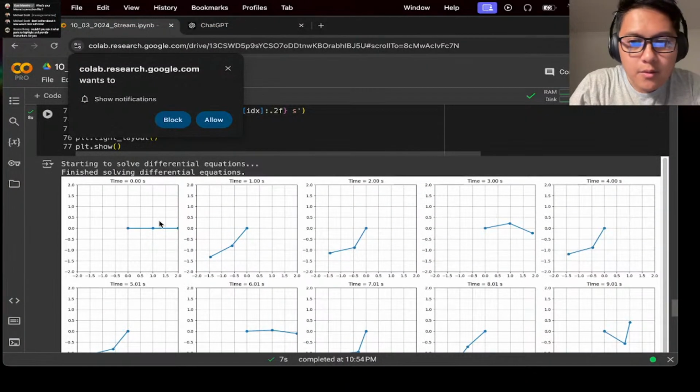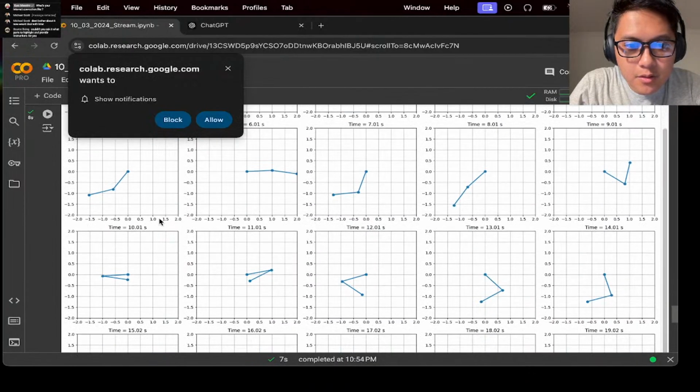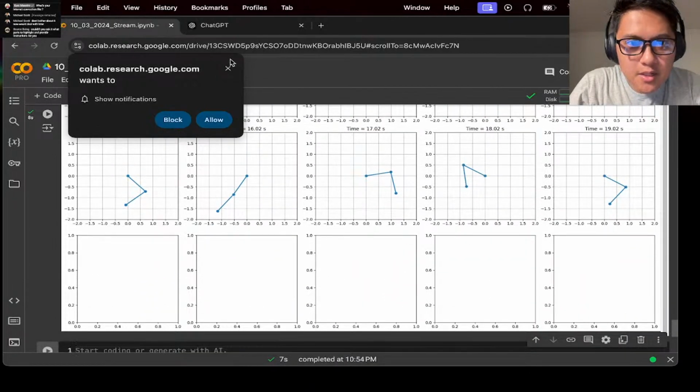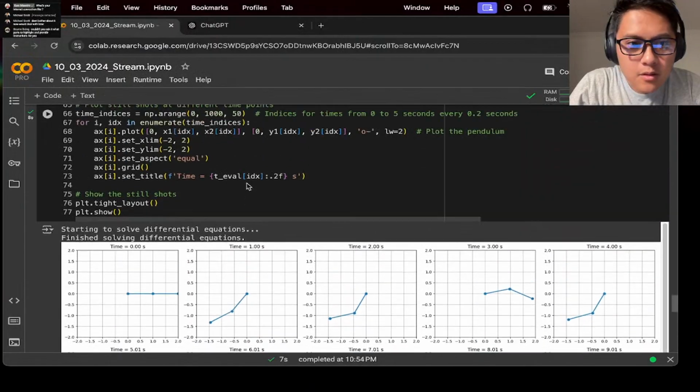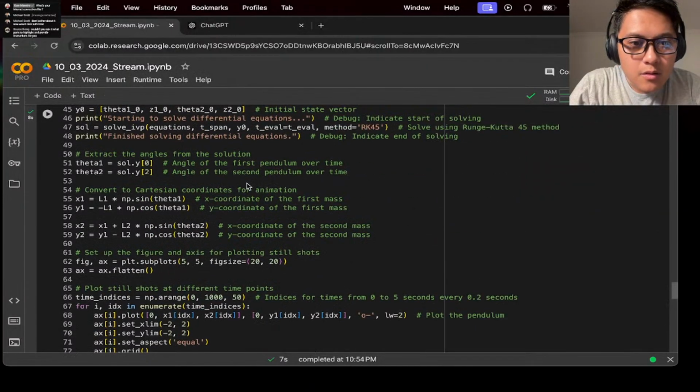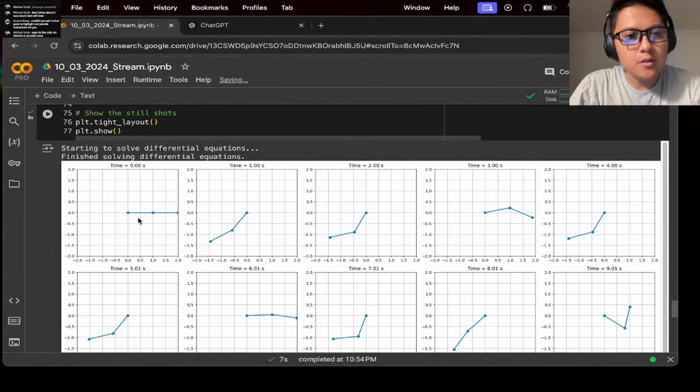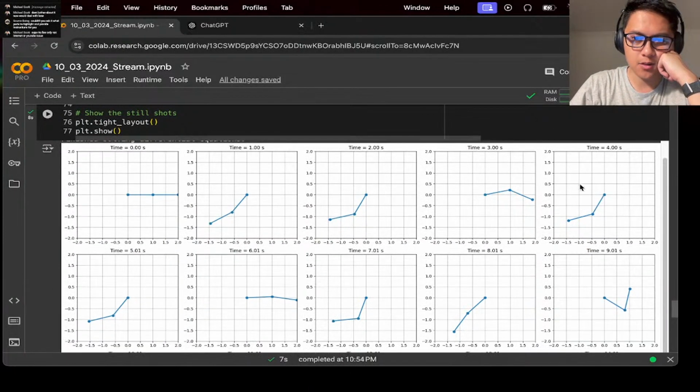Ooh, look at that. Wait, that didn't do exactly what I wanted though. That's not exactly what I wanted. So it has the pendulum right here, and then after a second look like that, 2 seconds, 3, 4.